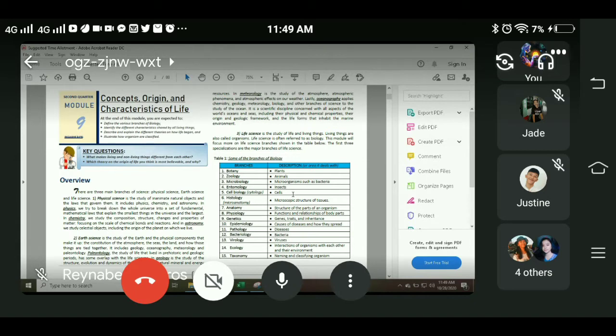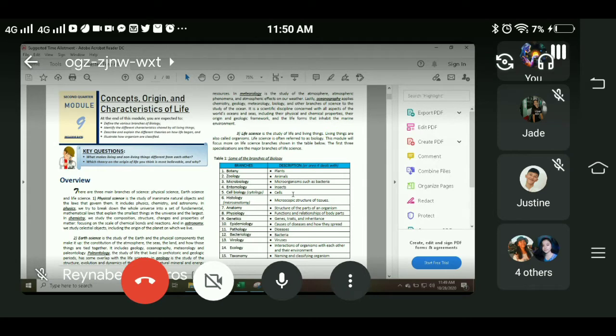We will also identify the different characteristics shared by all living things, describe and explain the different theories on how life began, and illustrate how organisms are classified. Here are the key questions that we're going to answer right after discussing Module 9.